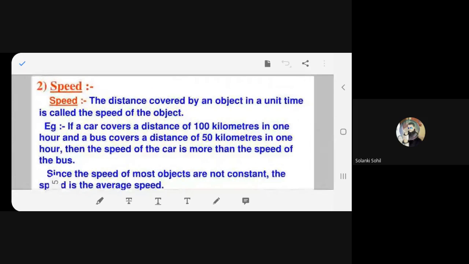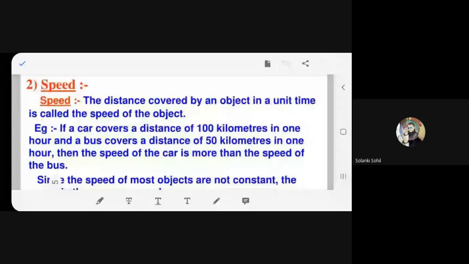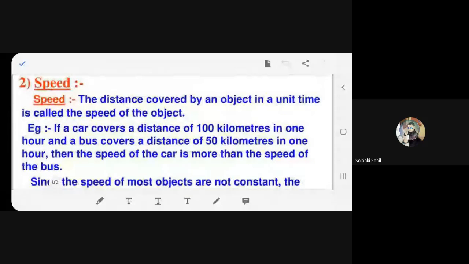Did you understand something better by reading? While reading, did you understand something? Yes. Okay. So what is speed? Distance covered by an object in a span of time. I've written it down.